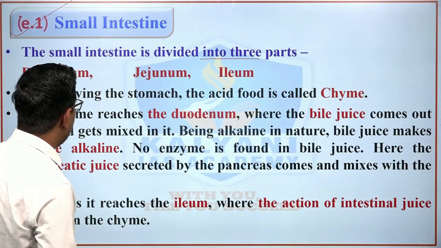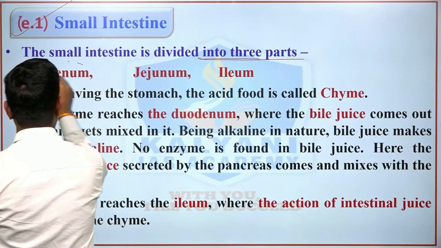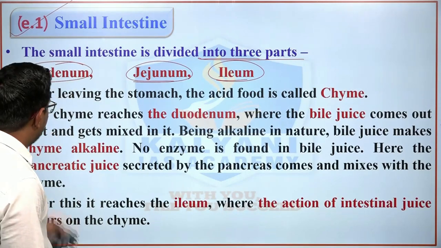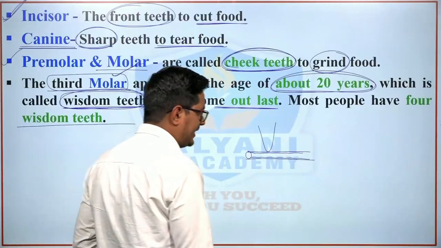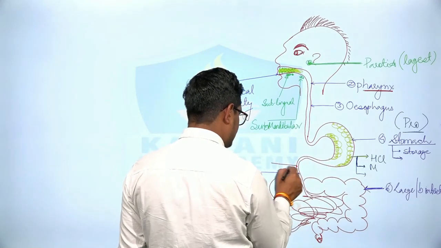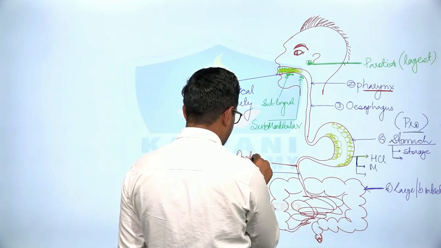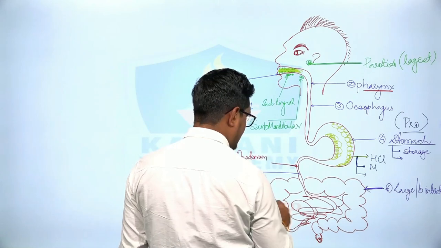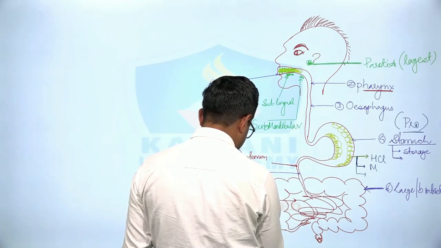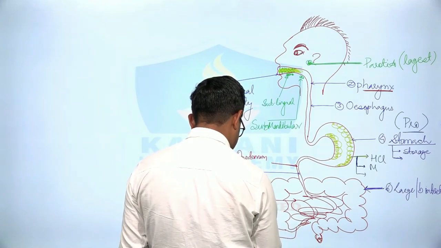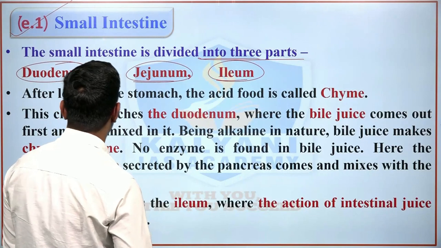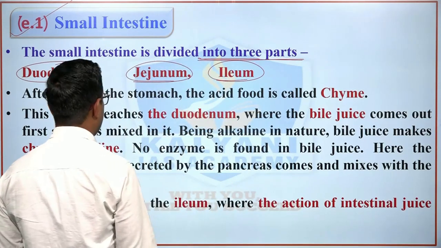So, jo small intestine hai, small intestine is divided into three parts. The first is duodenum, then jejunum, then ileum, right. Duodenum is the first portion, right. If I would like to draw here a diagram, right, then you can come to know, right. This is duodenum. This portion is known as duodenum, right? Then the mid portion is known as jejunum, and the last portion is known as ileum, right? So there are three parts of small intestine: duodenum, jejunum, and ileum.